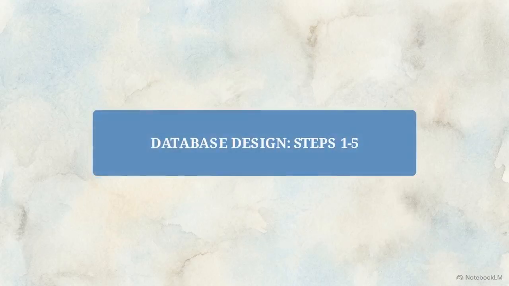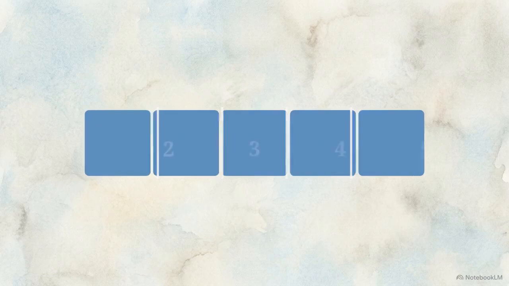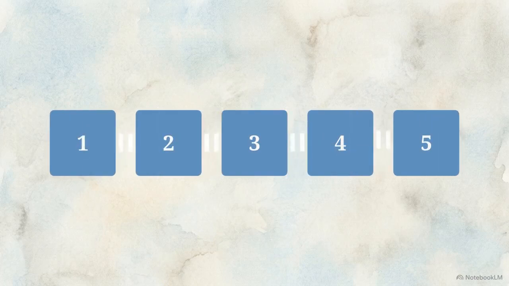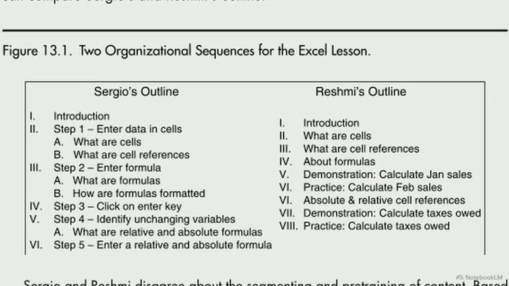She proposes breaking that continuous timeline into separate, fragmented blocks and forcing the learner to physically click a button before advancing to the next step. This table compares their two approaches. Sergio's outline on the left groups the procedure into one linear block. Reshmi's outline on the right severs that flow, breaking it into distinct units with pauses and practice exercises inserted.